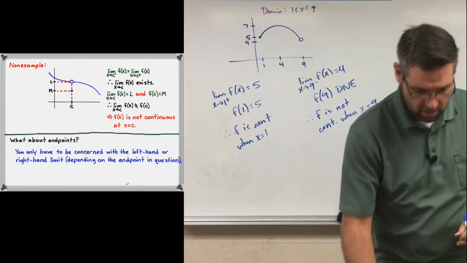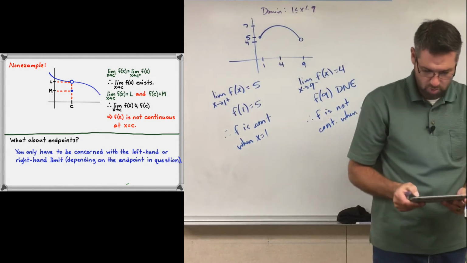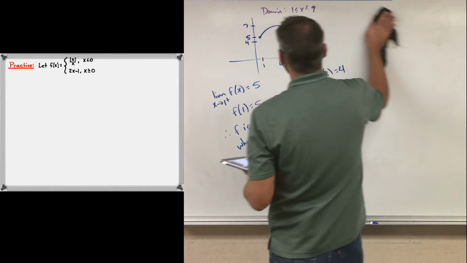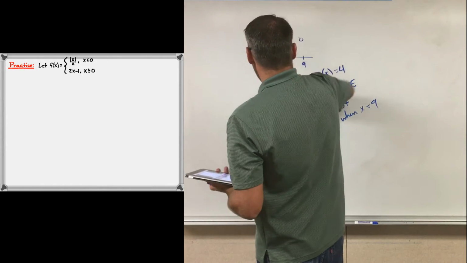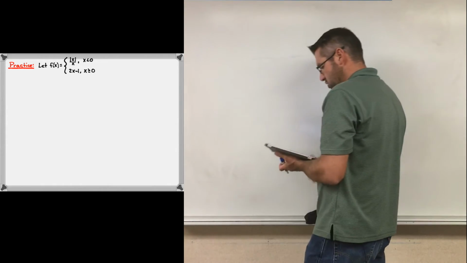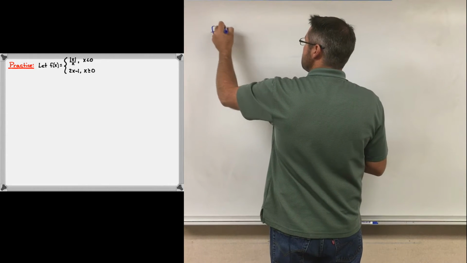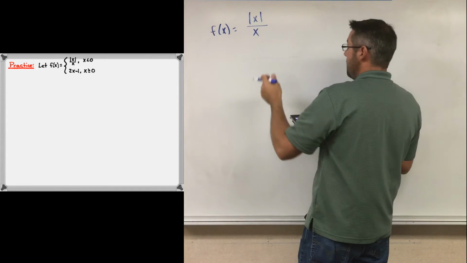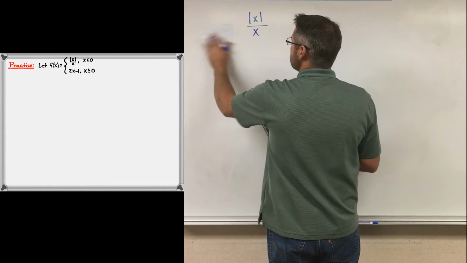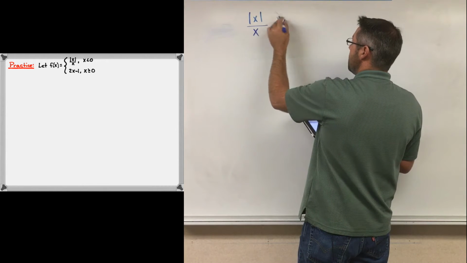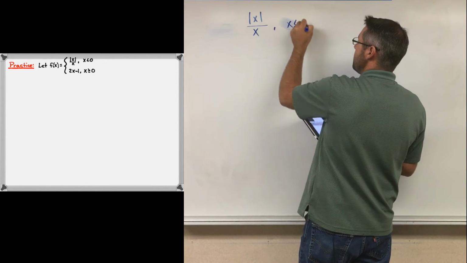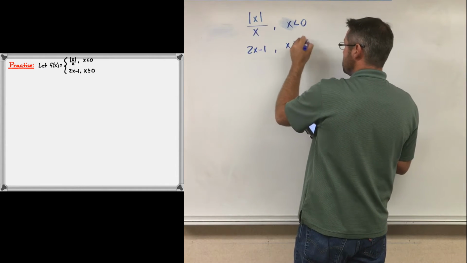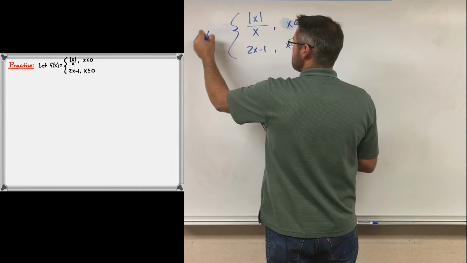So that's pretty clear, I hope. Let's take a look at a practice problem here. This one's kind of interesting. You might have seen this function before, but you might not have. You have a piecewise function that says f of x equals the absolute value of x over x for x less than 0, and 2x minus 1 for x greater than or equal to 0, and that's f of x. I didn't really write that piecewise function very well, did I?